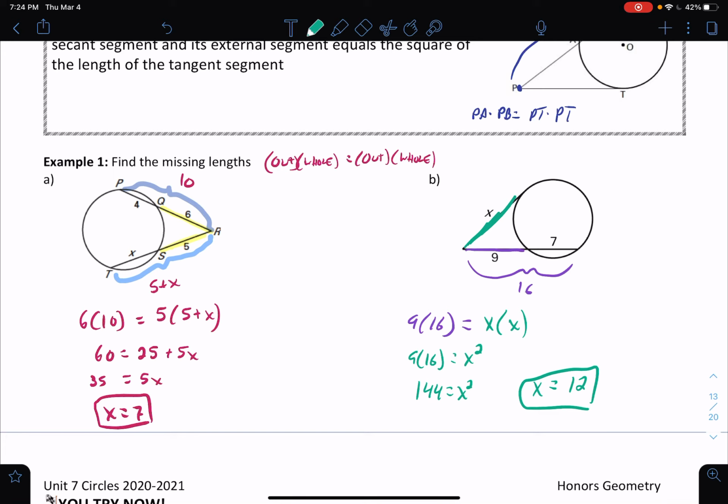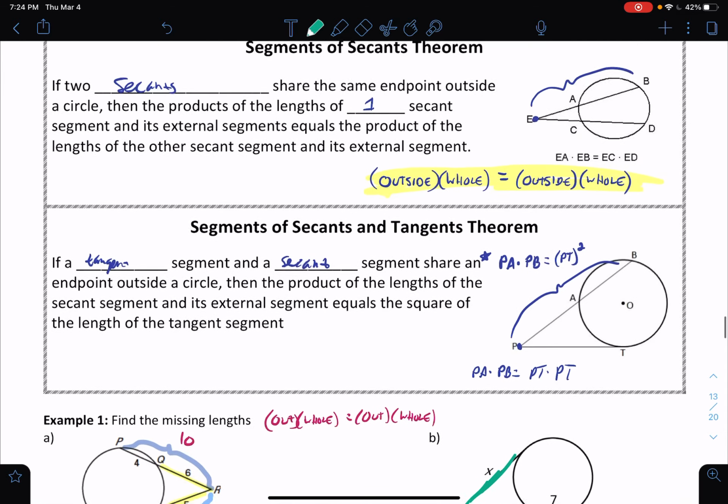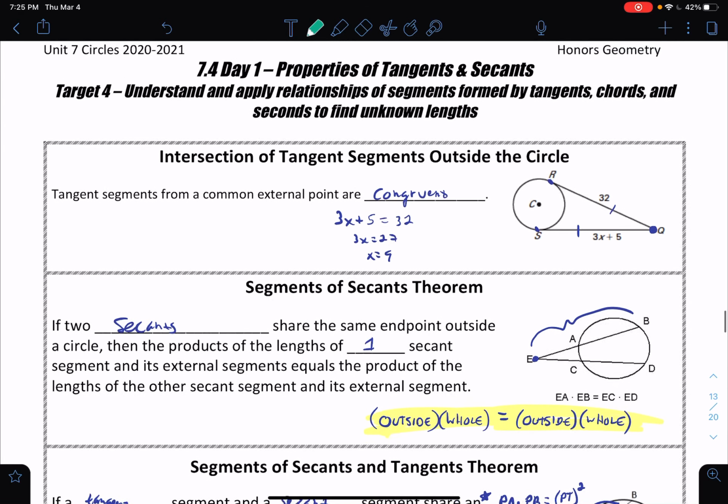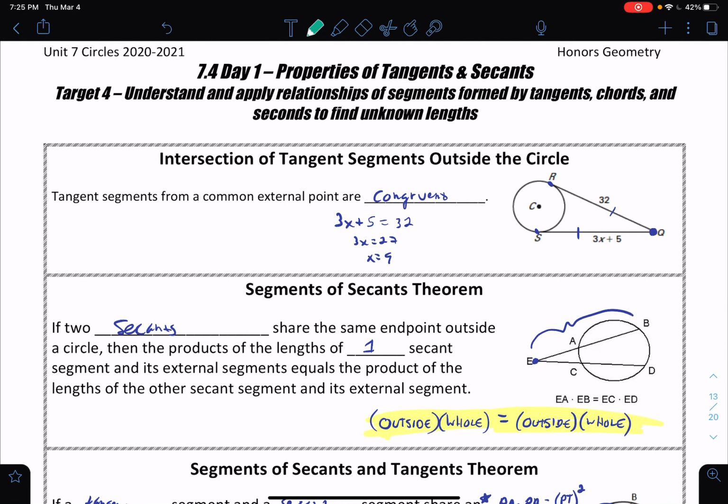So those are the two relationships, but there are three different cases, and they're really all saying the same thing: outside times whole equals outside times whole. Except when we're dealing with two tangents, we can just set them automatically equal to each other.